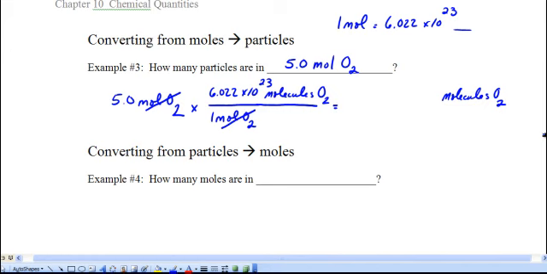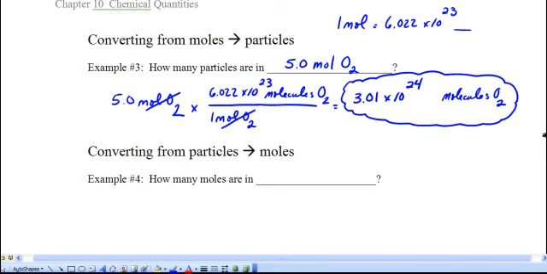And so then you'll perform that calculation. You're simply going to take your 5 times 6.022 times 10 to the 23rd, and I'm getting 3.01 times 10 to the 24th molecules of oxygen. So there's your answer. Now don't worry about how many digits we're going to carry. That's not important right now. But that would be our answer. You have that many particles or that many molecules of oxygen in 5 moles.